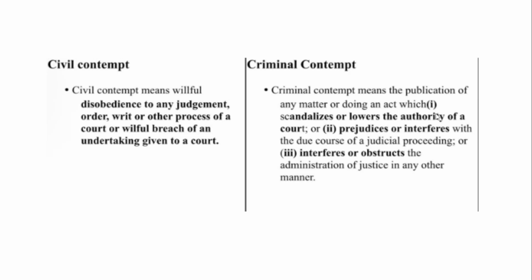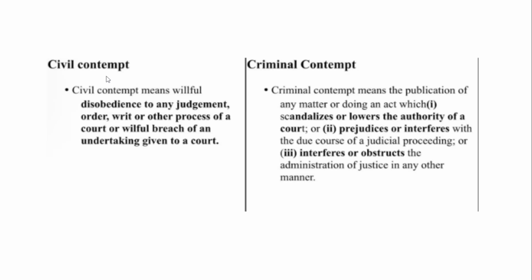Here, criminal contempt means publication of any matter or doing any act which, firstly, scandalizes or lowers the authority of the court. Second, prejudices or interferes with the due course of a judicial proceeding. And third, interferes or obstructs administration of justice in any other manner, right? So all these categories of actions are considered criminal contempt, and civil contempt is simply willful disobedience to the orders, judgments, writs issued by the courts to an individual or an organization. So these are two different types of contempt.